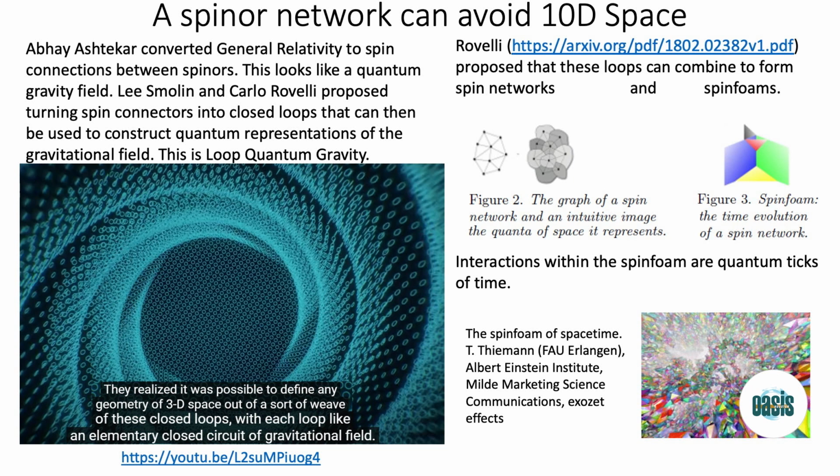The way that works is that there's a physicist, Ashtekar, who converted general relativity to what are called spin connections between these spinors that I've shown you. And that ends up looking like quantum gravity. And another group of physicists turned those connectors into closed loops and realized with that you could build conformable space. It would take on any shape you want.